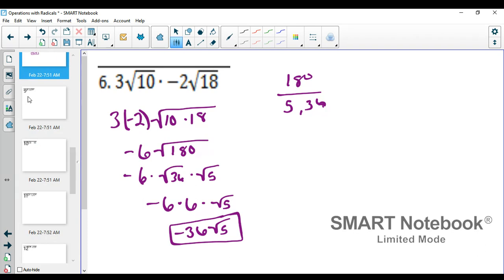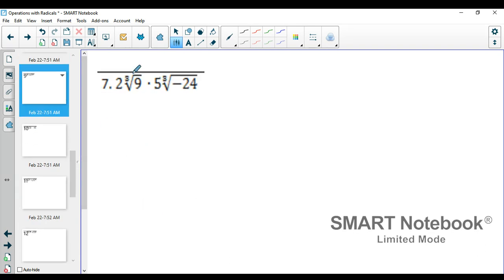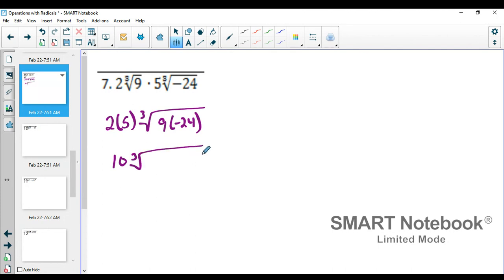All right, so for number 7, we have 2 times the cube root of 9 times 5 cube root of negative 24. So same thing, we're going to multiply 2 times 5. Then under the cube root, we're going to multiply 9 times negative 24. So 2 times 5 is 10. And then we have the cube root of 9 times negative 24.